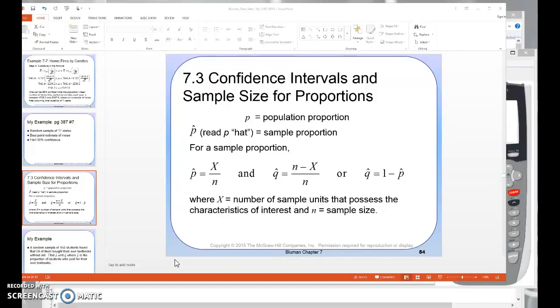When we're working with our sample sizes for our proportions, P represents the population proportion, and P hat is our sample proportion. If I want to know P hat, I'm going to take the X, which is what I'm trying to find, divide by the N, the sample size. Now Q hat is like the complement. Either you can take 1 minus P hat, or you can take your N minus your X, whatever you're trying to find, and minus that from your sample size. Again, still dividing by your sample size.